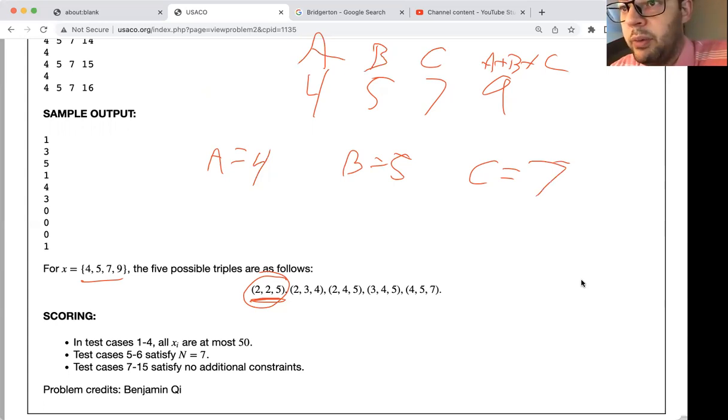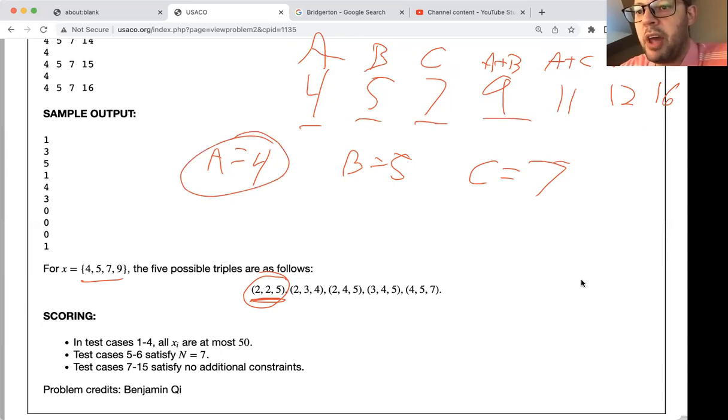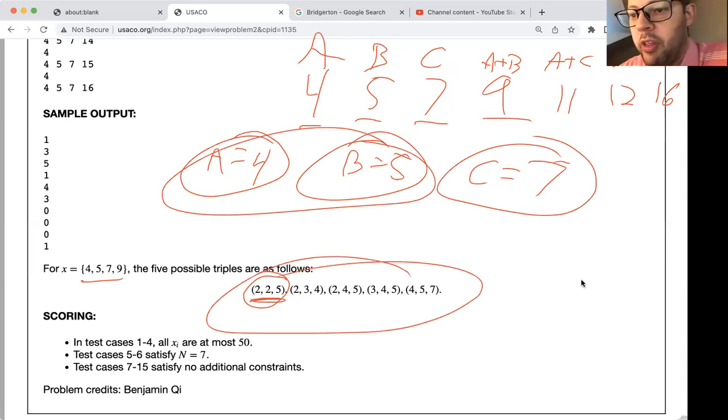So this 9, where's this 9 coming from? 4, 5, and 7. Yes, that would be A plus B for the 9. And then we aren't given A plus C or B plus C or A plus B plus C. We could calculate those. A plus C in this case would be 11. B plus C would be 12. And then A plus B plus C would be 16. So that's also a valid triple because these 4 numbers that we started with, 4, 5, 7, 9, can be generated with A being 4, B being 5, C being 7, and then 9 being A plus B. So these are all the possible triples.